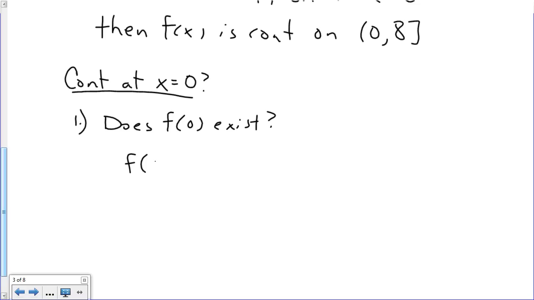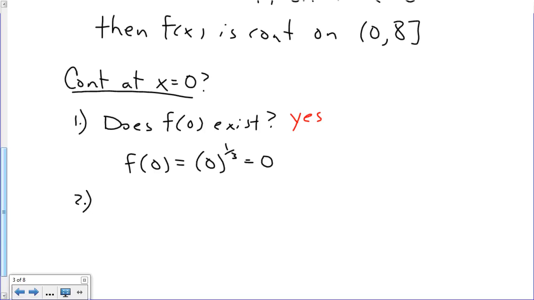And so I can plug in 0 into my function. Remember, our function is the cubed root function, so that's 0 to the 1/3, which of course is 0. So as long as I plug in a number and I get a number out, then that means it exists. So we can write yes here. 1 down, 2 to go.